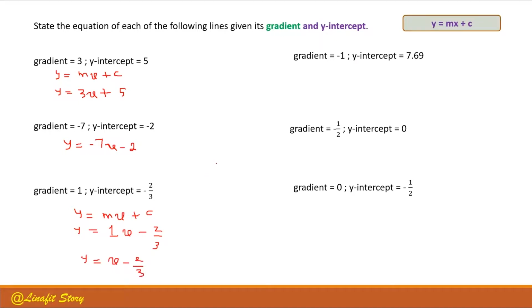Next, gradient is negative 1. y-intercept is 7.69. So, y is 7.69 minus x. Gradient 1 out of 2, y-intercept is 0. So, y is negative 1 out of 2x. Gradient is 0, y-intercept is negative 1 out of 2. So y is negative 1 out of 2.